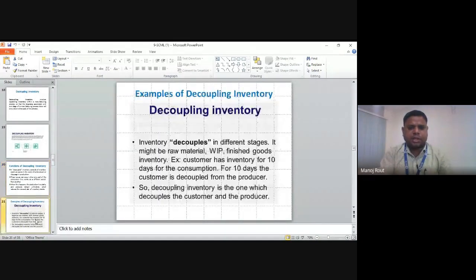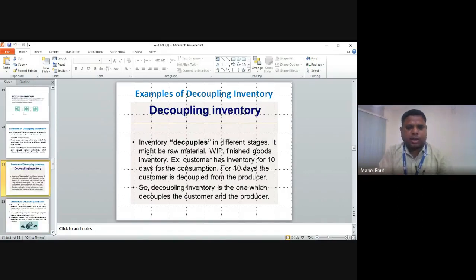Here is a typical example. In the case of decoupling inventories, the inventory decouples at different stages. It might be raw material, work in progress, or finished goods inventory. For example, a customer has inventory for 10 days of consumption. I repeat, the customer has inventory for 10 days of consumption. For 10 days, the customer is decoupled from the producers. So decoupling inventory is one that decouples the customer and producers. Clear? So moving to the next one.